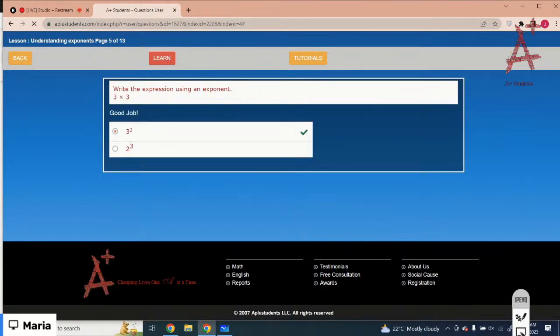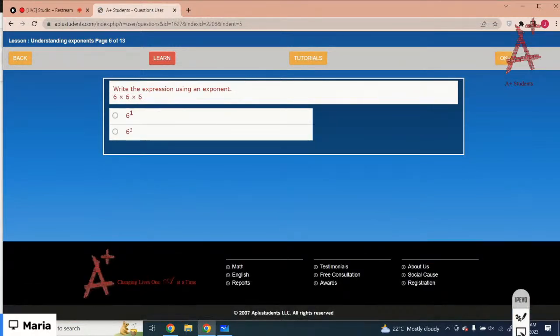Very good. Okay, write the expression using exponent. So which option is the correct one? Option 1 or option 2? It would be 6 multiplying 3 times. That means it is option number 2, 6 exponent 3. Very good. That means 6 is multiplying 3 times by itself, 6 times 6 times 6.